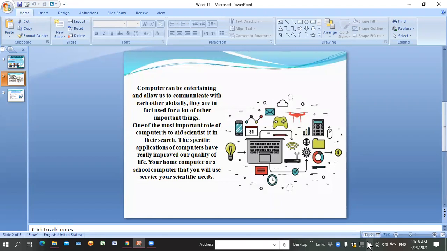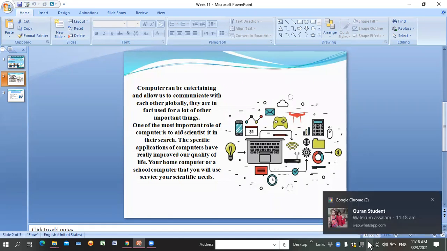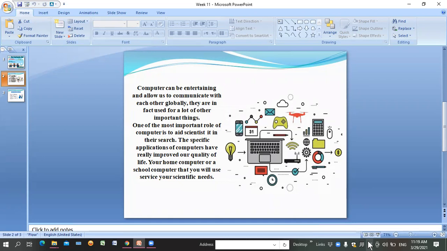One of the most important roles of computers is to aid scientists in their research, helping them explore and providing them tools for their experiments. Scientific applications for computers have really improved our quality of life. Things that we now take for granted would not be possible without computers. Some examples include weather forecasting, medical diagnostic techniques like MRI scans, crime forensics, telephone call routing, airplane traffic control, and navigation, and so much more.